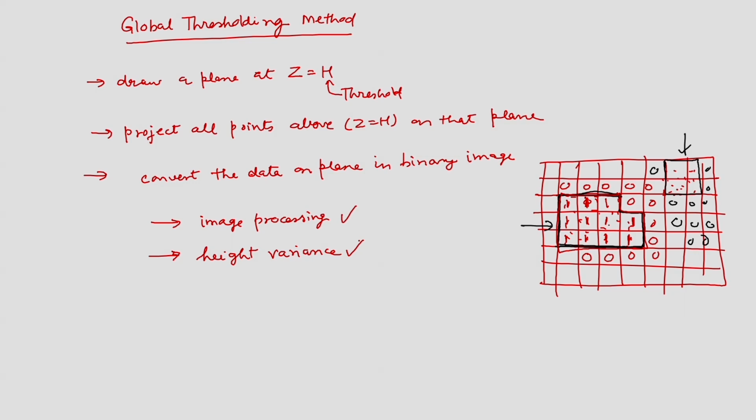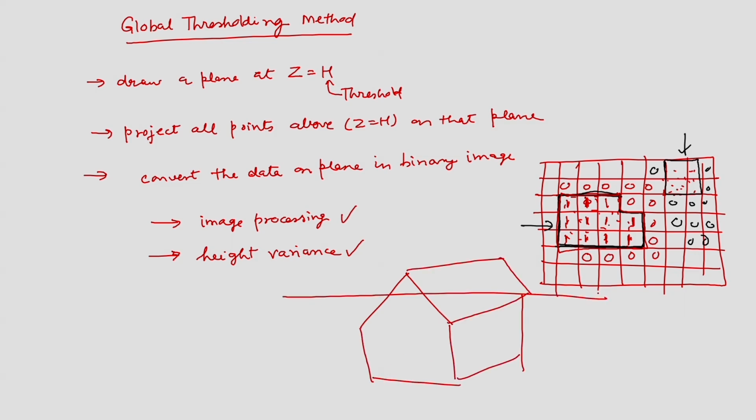There is a problem because we have global thresholding here, and that is also defined manually by judgment. There could be a possibility that I lose the data of a slopy roof. So, if the global threshold is like this, I will lose the slopy roof here, and that is not desired.